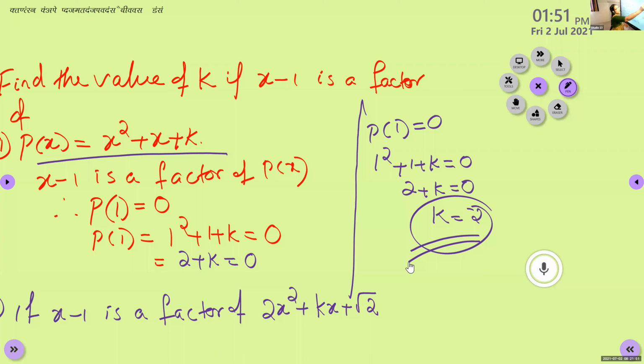Okay, clear? Same: x minus 1 is a factor of 2x square plus kx plus root 2. Try this.